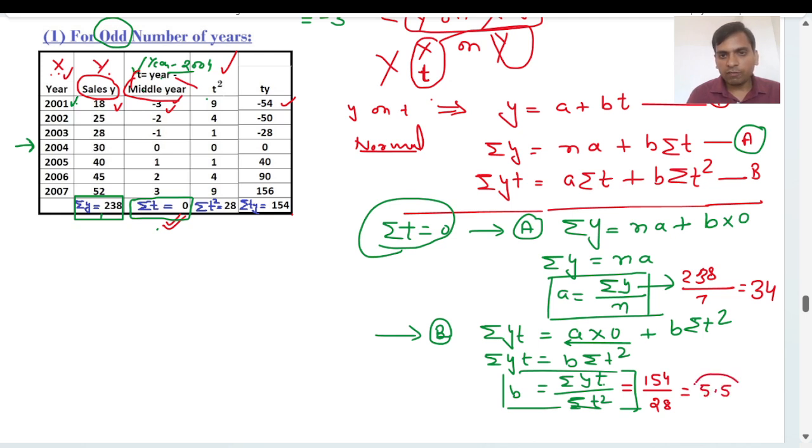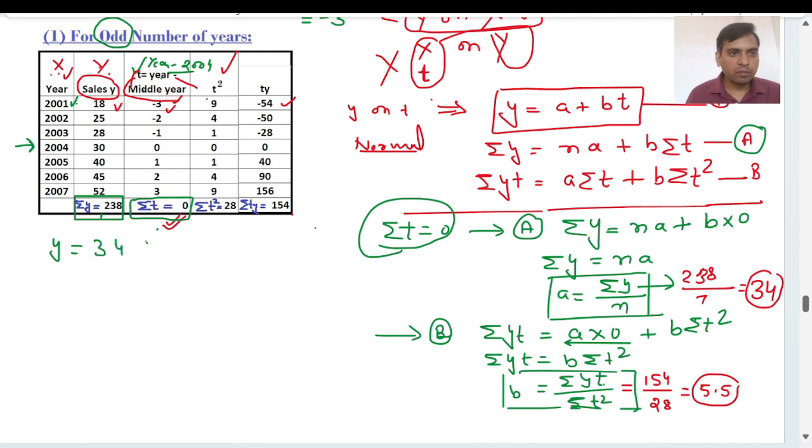Now we will put the value of B and the value of A in equation 1. On putting these values in equation 1, you will get the equation y equals A, which is 34, plus B, which is 5.5, into T. So this is the required equation.